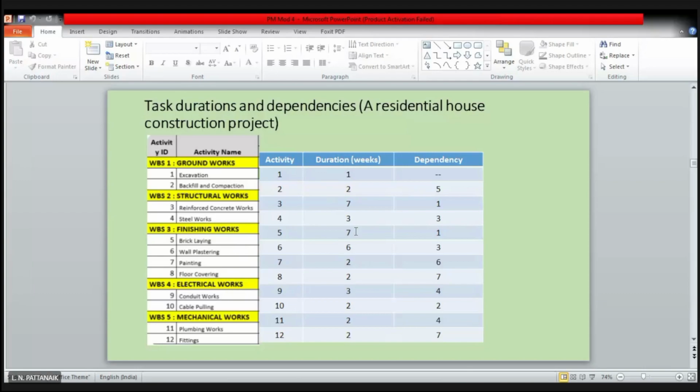Similarly, if we proceed, you can see the various activities and their corresponding durations are marked.